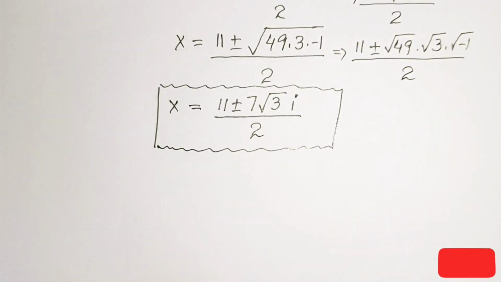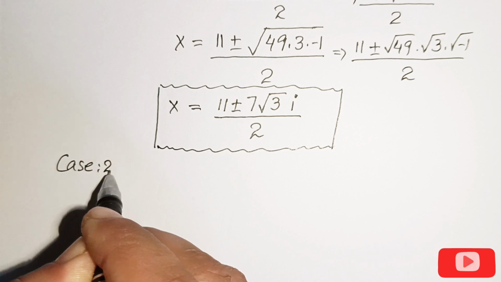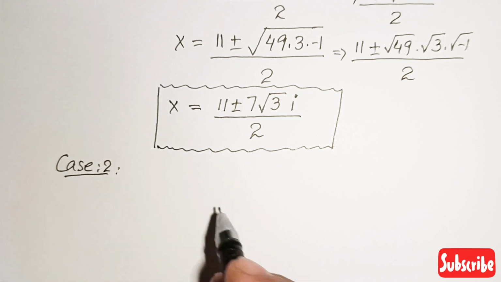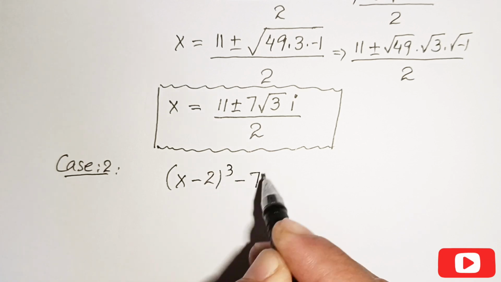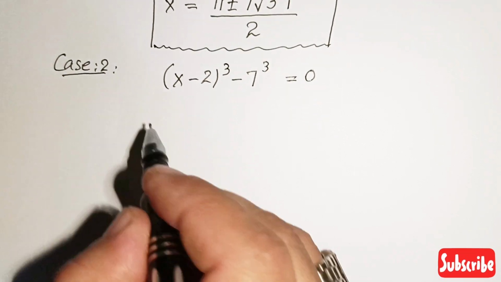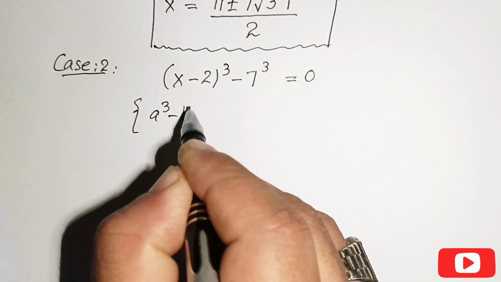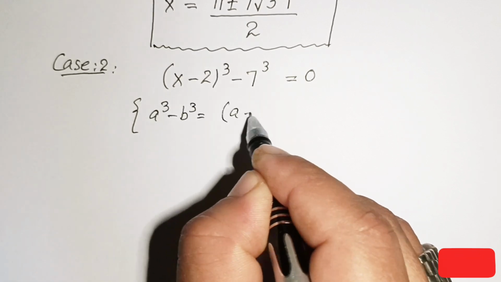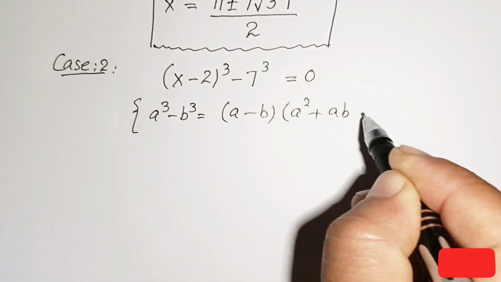Now in the first case we have three values of x, so similarly we are going to solve our case number 2. According to case 2, it is (x minus 2) whole cubed minus 7 cubed is equal to 0. Here we can use the algebraic identity a cubed minus b cubed is equal to (a minus b) times (a squared plus a times b plus b squared).